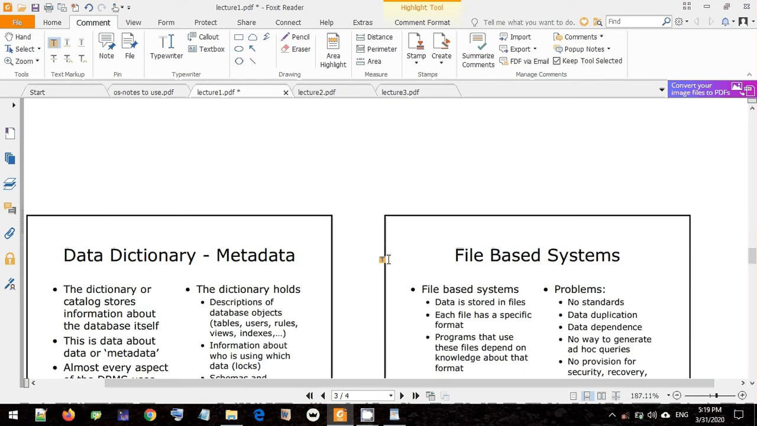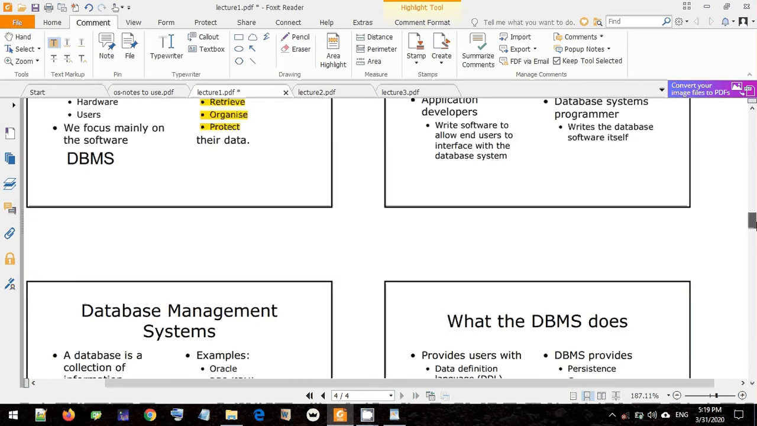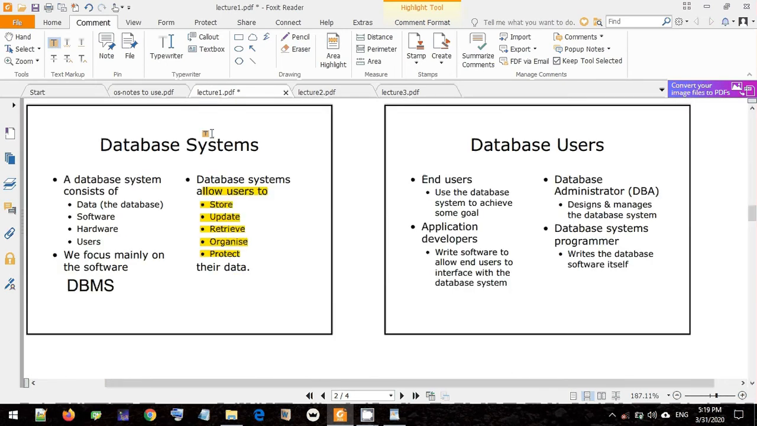Database users. We have several users involved at the database. We have the end users. The end users, they use the database to achieve some goals. We also have application developers. They write software that allow end users to interface with the database system. Database administrators, they design and manage the database systems. Then database system programmer, they write the database software itself.